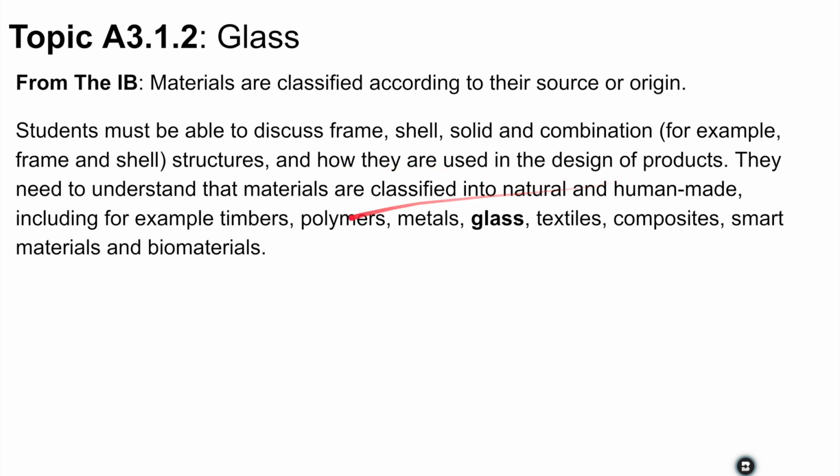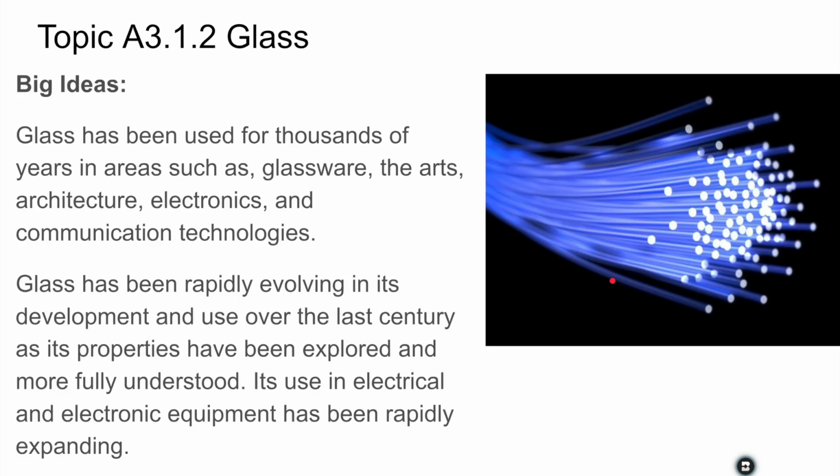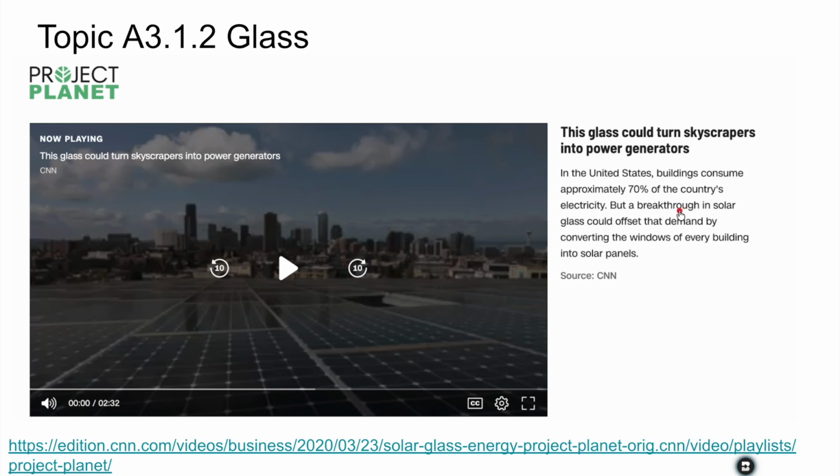And you need to understand that materials are classified into natural and human-made, for example, timbers and polymers, and in this case, glass. Kind of the big idea with glass is that it's been used for thousands of years in glassware and arts and architecture, electronics, and communication technology. And it's a rapidly developing and evolving material that has been changed amazingly over the last century. This is an example of that. You can see and watch this video right here.